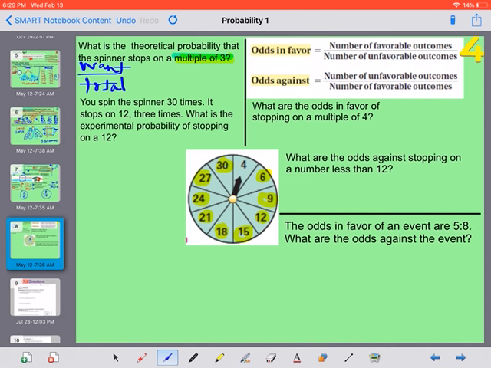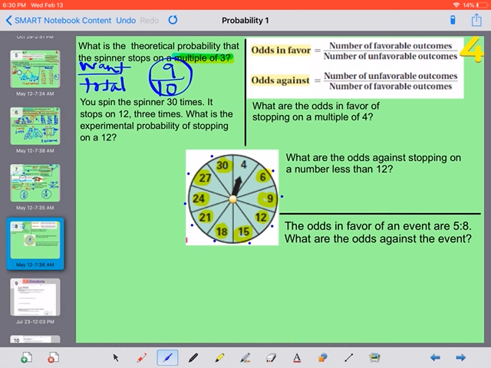All of these, except for that one, are multiples of 3. So we have 1, 2, 3, 4, 5, 6, 7, 8, 9. 9 times out of 10, we should land on a multiple of 3. There are 9 things that are multiples of 3.